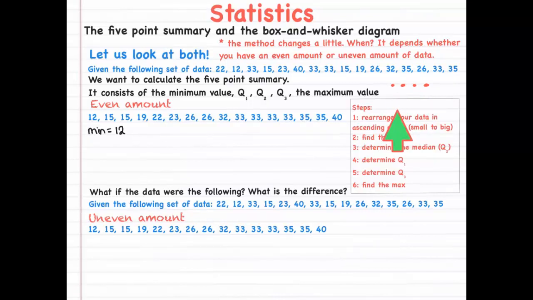Now look what happens if we have an uneven amount. So let's just make 1, 2, 3 things. If we have 1, 2, 3 things, that one is in the middle. So when we have an uneven amount, we've got one value in the middle. And that's the difference between an even amount of data and an uneven amount.